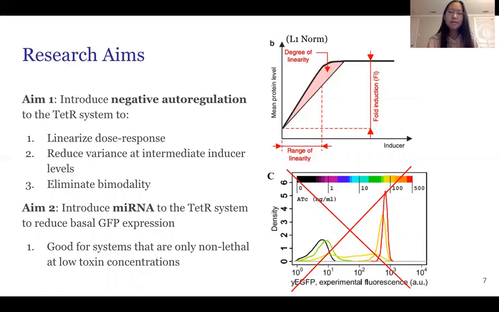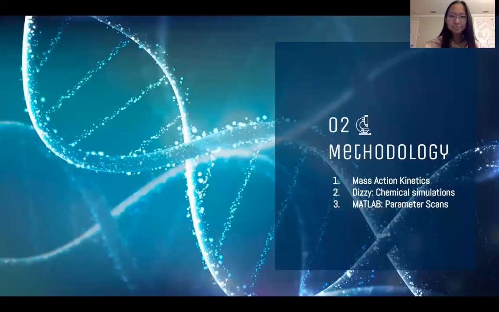And our second aim is to introduce miRNA in order to reduce basal GFP expression, or GFP expression when there is no inducer involved. And this is very good for systems that are only non-lethal at low toxins. So if we want to look at what is the effect of this toxin on cell death, we might want to use miRNA systems.